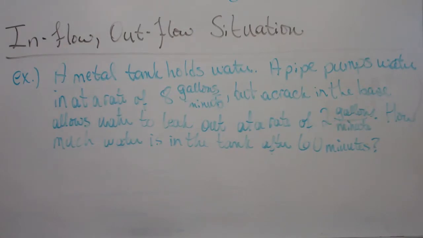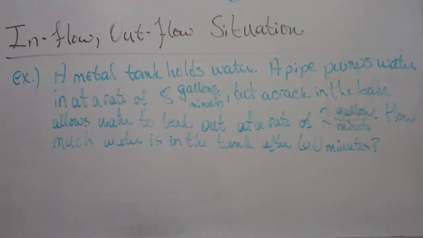To tackle a problem like this, you have to break it into two parts. The first part is how fast water is going into the tank, so how much water will be pumped in during 60 minutes. Then you figure out how much water is going to leak out of the tank in 60 minutes. Then you subtract those two numbers to get the actual gallons in the tank after an hour.